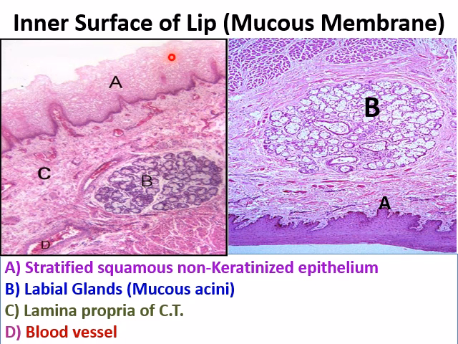In the inner surface of the lip, I can see the mucous membrane, non-keratinized stratified squamous epithelium lying on a clear wavy basement membrane, and here is the connective tissue or lamina propria, and here are the labial glands. And there are blood vessels here. These are the labial glands. There is a section in the muscle which is known as the orbicularis oris muscle, and this is the mucous membrane.